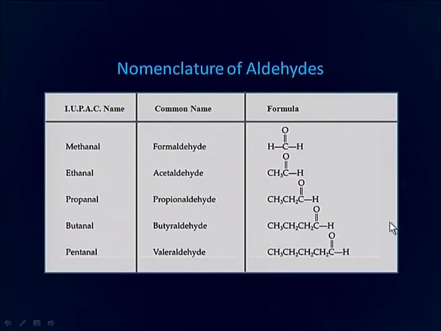Here in this table you can see the IUPAC names, common names and formulas of some of the aldehydes. The lower aldehydes like methanal having 1 carbon, butanal having 4 carbon and pentanal with common name valeraldehyde having 5 carbon. We will now discuss the nomenclature of some complicated molecules. We will apply the rules as we have discussed earlier.